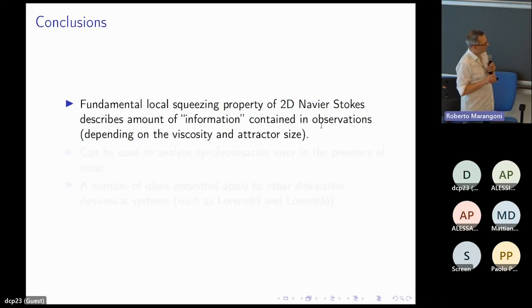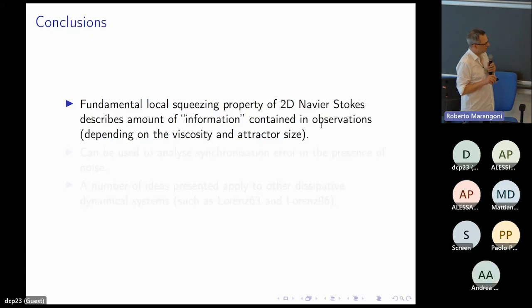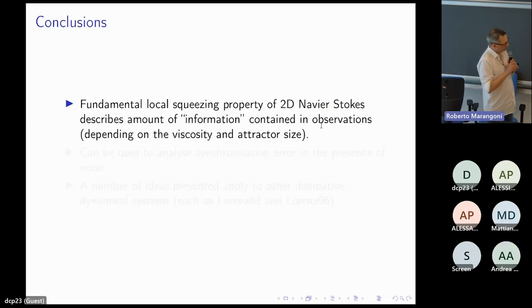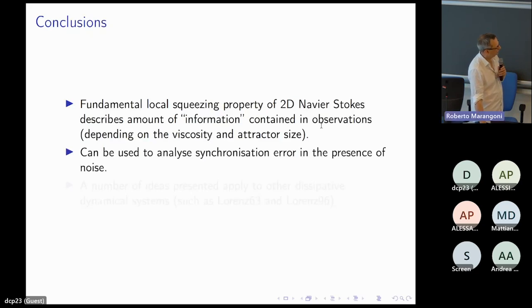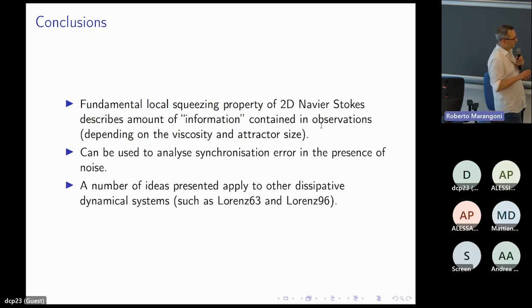So the fundamental local squeezing property of 2D Navier-Stokes describes the amount of information that is contained in the observations. This is a way to look at the local squeezing property, which you can prove for 2D Navier-Stokes, but also for other infinite dimensional systems, for instance, reaction diffusion equations and things like that. So this can be used, as I showed you, to analyze the synchronization error in the presence of noise.